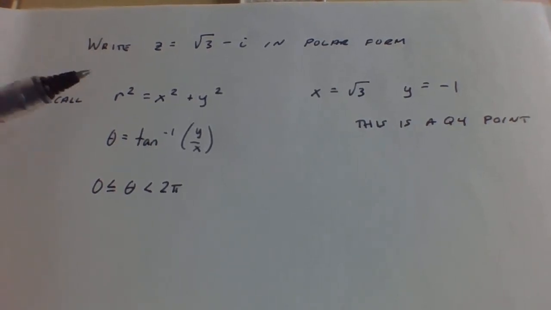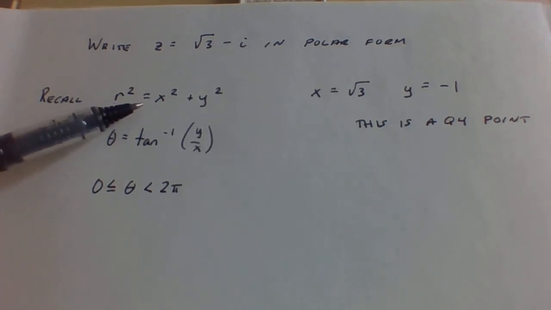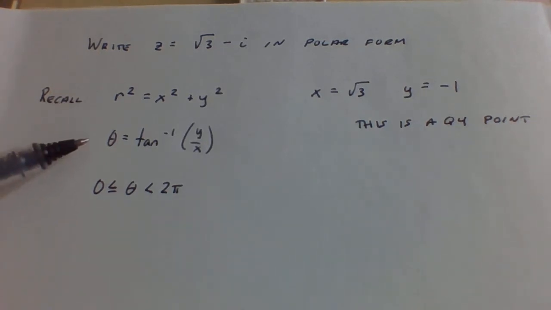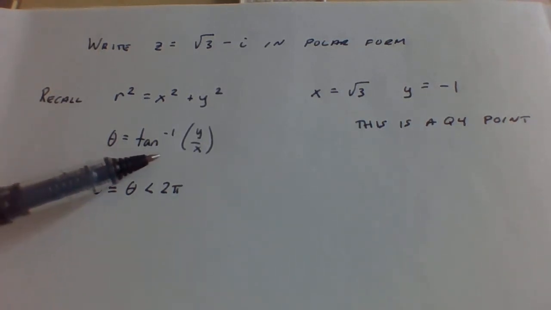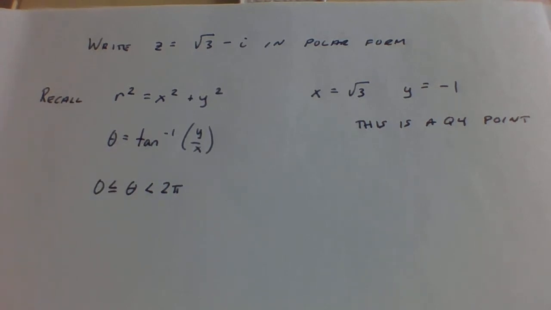In the past, we've also used the Pythagorean theorem, so you have access to these two formulas here. x squared plus y squared equals r squared. And I'm going to go ahead and use inverse tangent of y over x to give me my theta value. Keep in mind we're going to be looking for theta somewhere between 0 and 2 pi in this example.